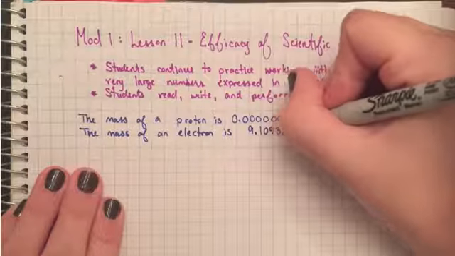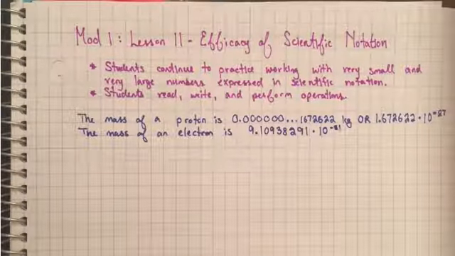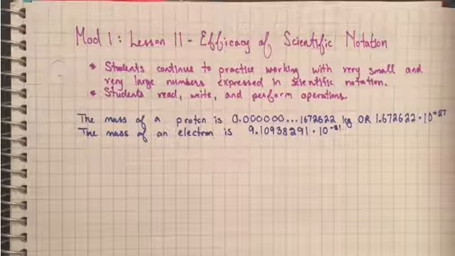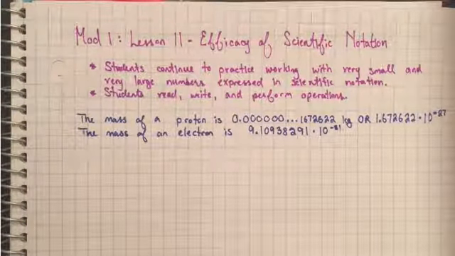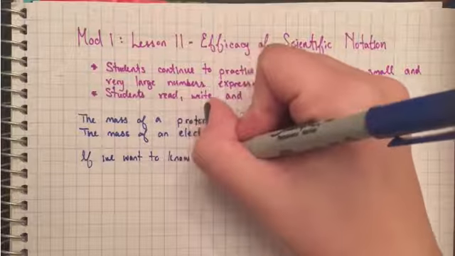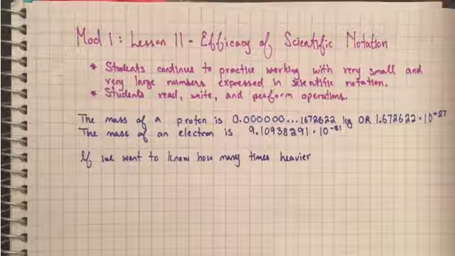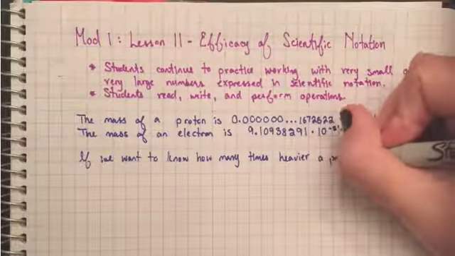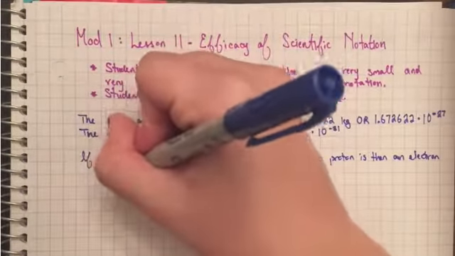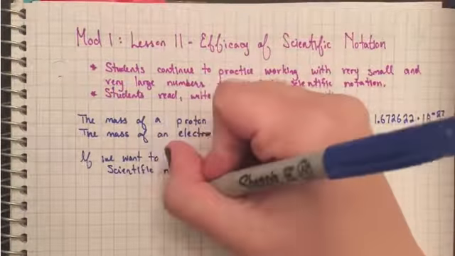The mass of an electron is 9.1093821 times 10 to the negative 31 power. Now, if we want to know how many times heavier a proton is than an electron, scientific notation is best because we don't want to be writing 27 zeros and 31 zeros and doing division with all of those digits. It's very complicated. You probably couldn't even type that whole thing into your calculator if you tried. So scientific notation is really going to help us out.